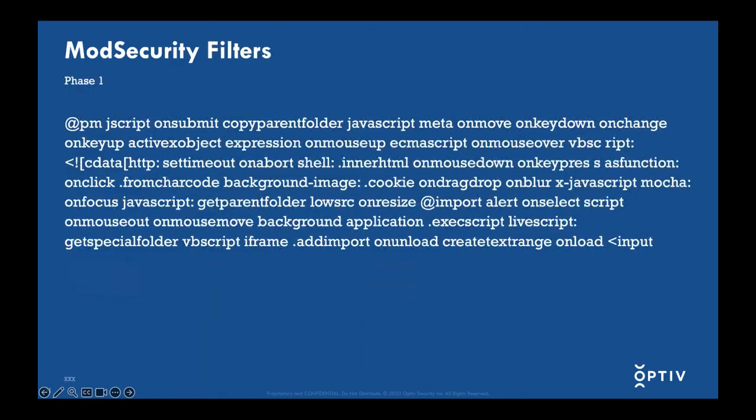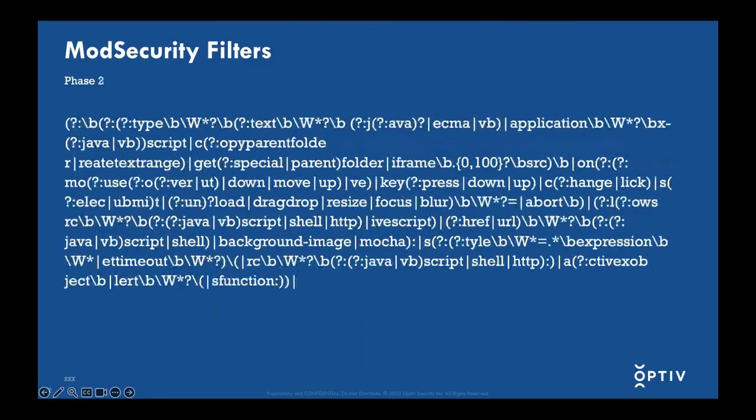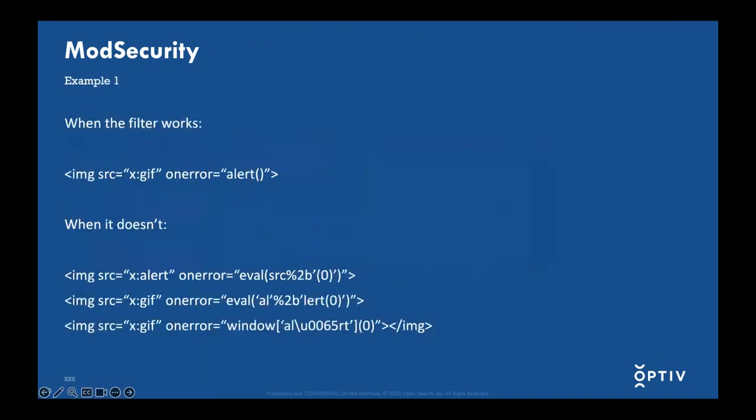So here's an example of the first phase of filtering that ModSecurity would do. It's looking for these words and stripping them out. Here's an example of the second phase of some regex that is looking for more words and stripping that out. And the example here of when the filter would work is that first line there, the filter would catch.